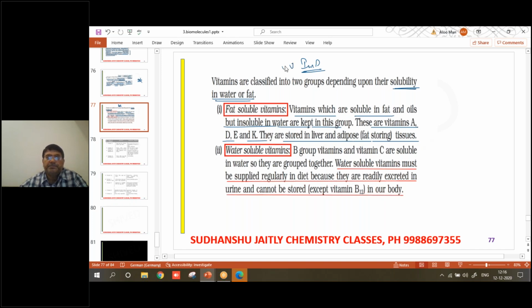Water soluble: B group and C group are soluble in water, so they are grouped together. Remember, water soluble vitamins must be taken regularly in diet, I am saying diet, not medicines, because they are excreted in the urine and cannot be stored, except vitamin B12. You just remember this thing. Water soluble: B and C. Rest all are fat soluble.